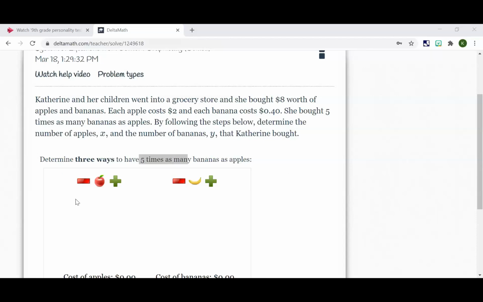Okay, so we have to first find 3 ways that we would have 5 times as many bananas as apples. So you actually want to start with apples and multiply it by 5 to find out bananas. Does that kind of make sense?